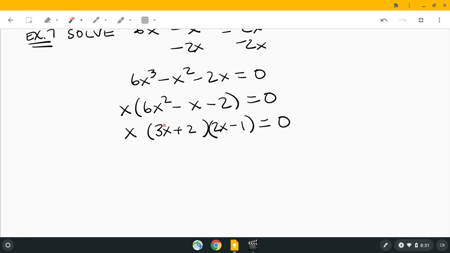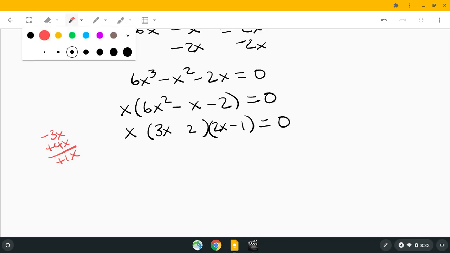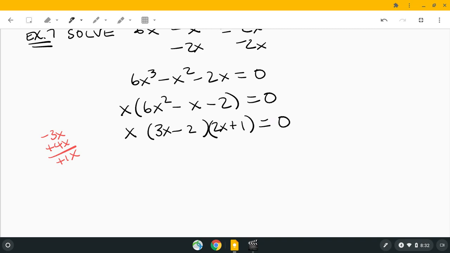Okay, let's just double check. 3x, 2x, that's 6x squared. 2 and negative 1, that's negative 2. Now let's check the middle. That gives me negative 3x. That gives me positive 4x. And together that gives me positive 1x. What do I want from the middle? I want negative 1x. So let's change the signs. That's having the wrong sign, but the right number is an easy fix. Just change the signs. All right, so this one needs to be negative, and this one is positive.